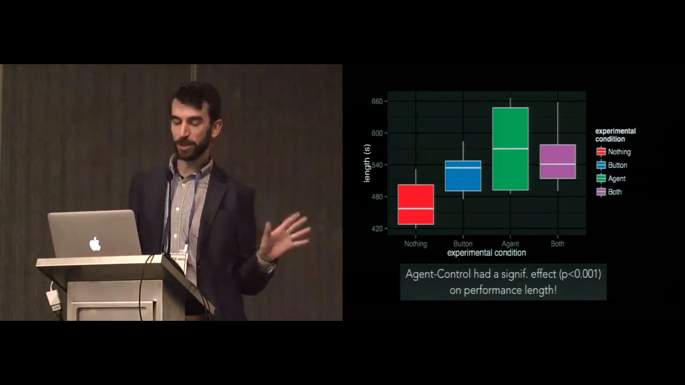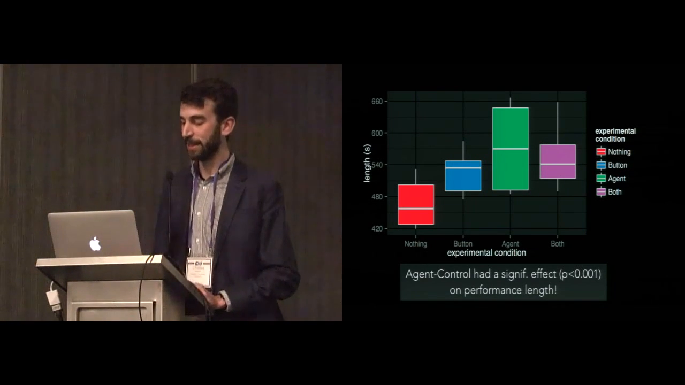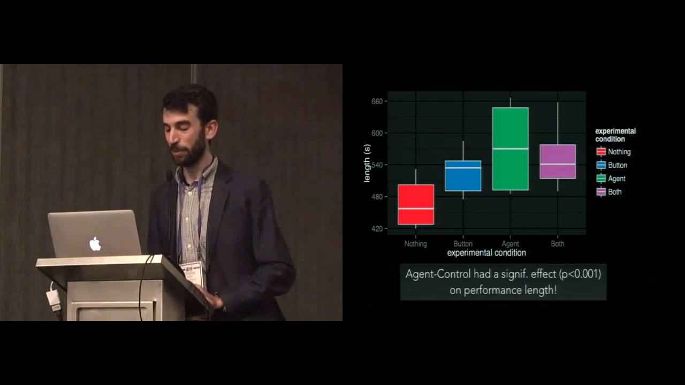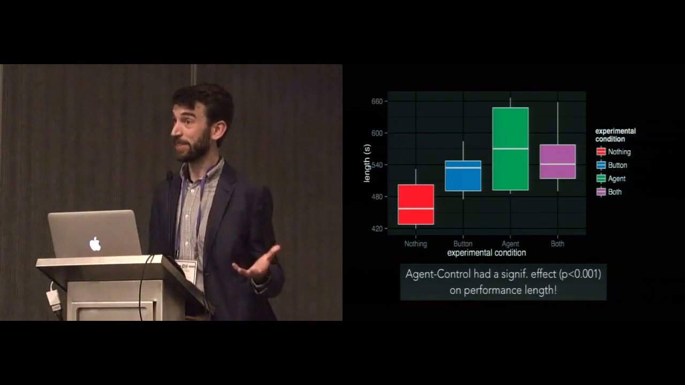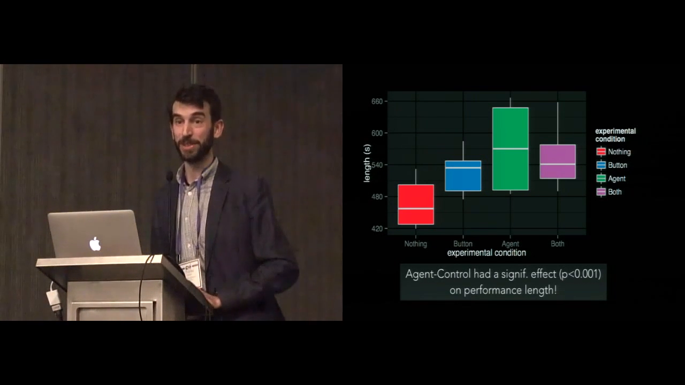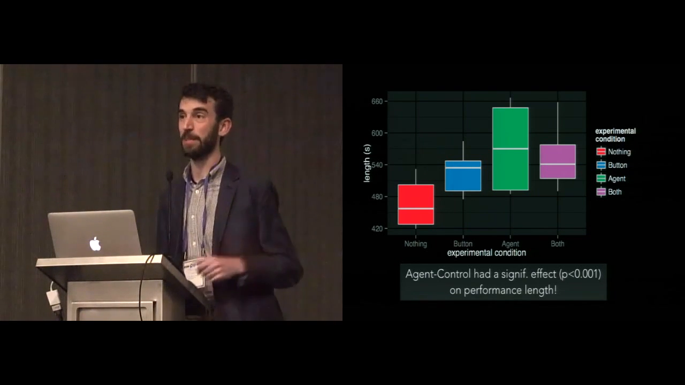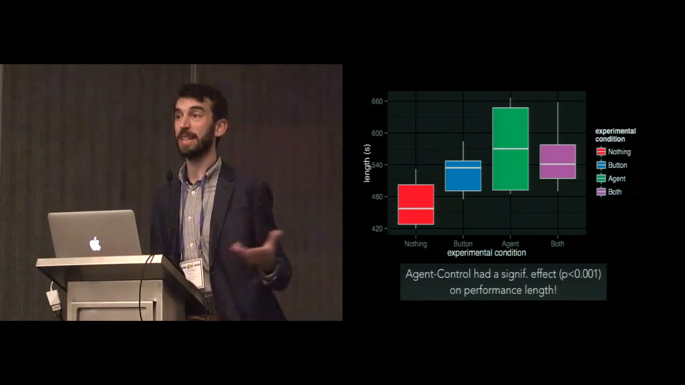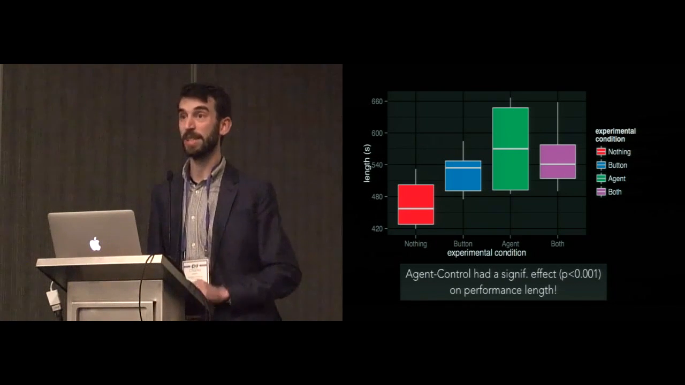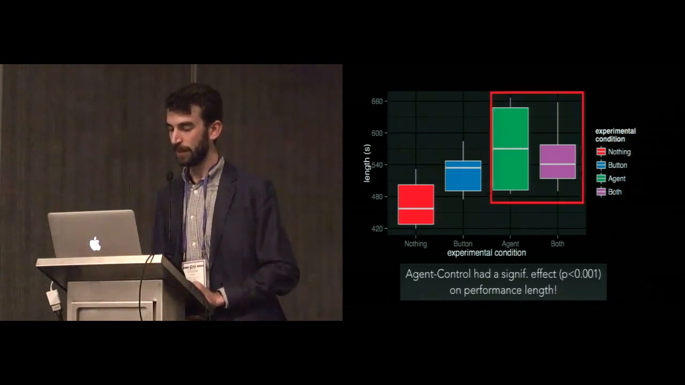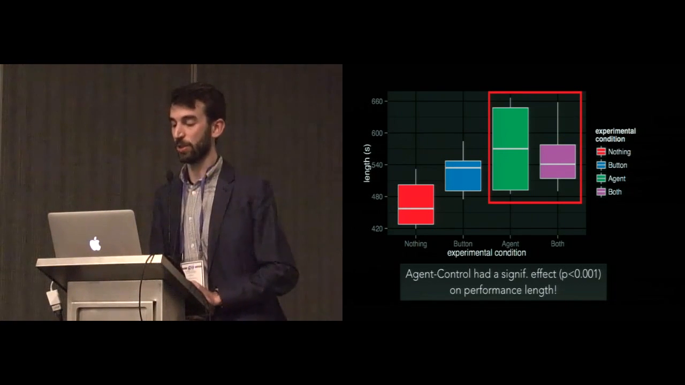However, we also measured the length of performances in this study, and we found that agent control performances were significantly longer, with p less than 0.001. I know that generally in HCI, when we record task completion, usually lower is better, but in this particular instance, we thought that higher was better because that perhaps indicates that the engagement with their interface and with the group was higher under this agent control condition. So you can see the agent control conditions, agent and both, on the right.